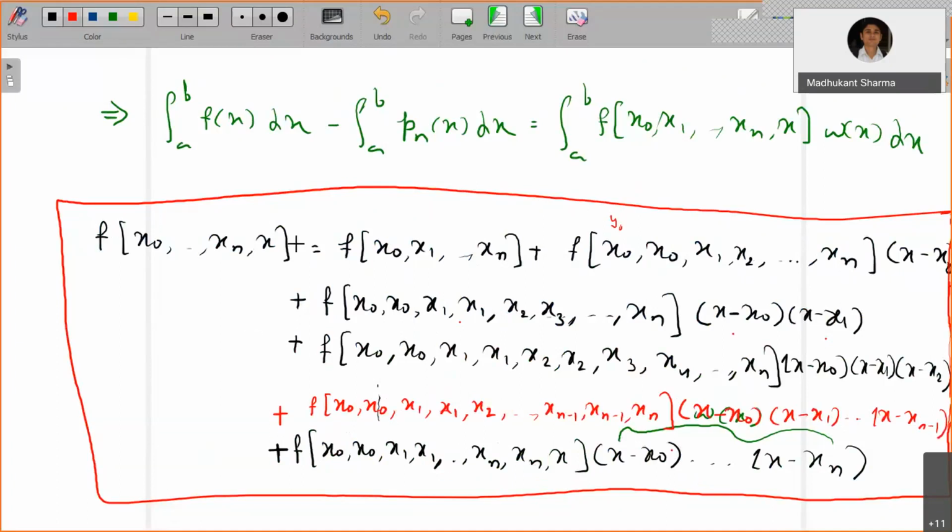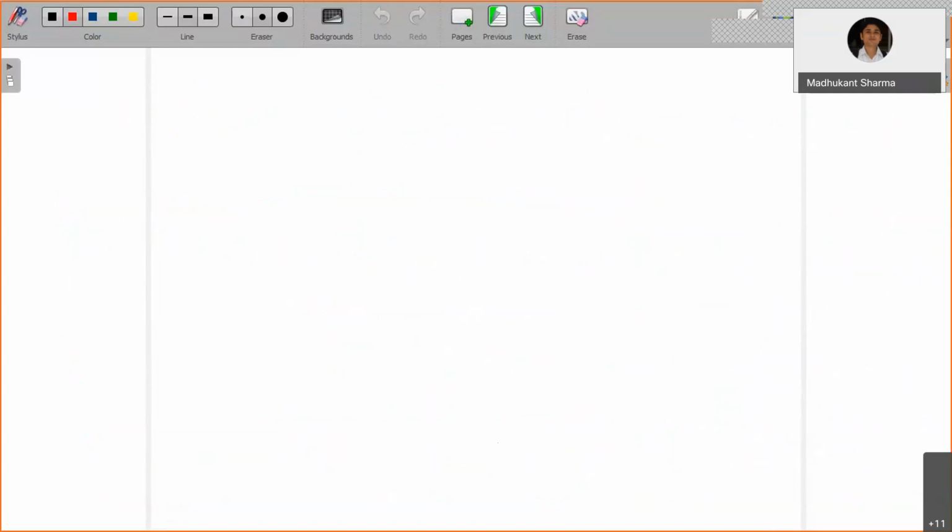Now, if you multiply it by w of x and then perform the integration, integration a to b, w of x dx is 0. Integration a to b, w of x times x minus x naught, if you open it up, is integration a to b, w of x times x. So to make it clear, integration a to b, w of x dx is 0, because x naught, x1, x2, xn are cost points.